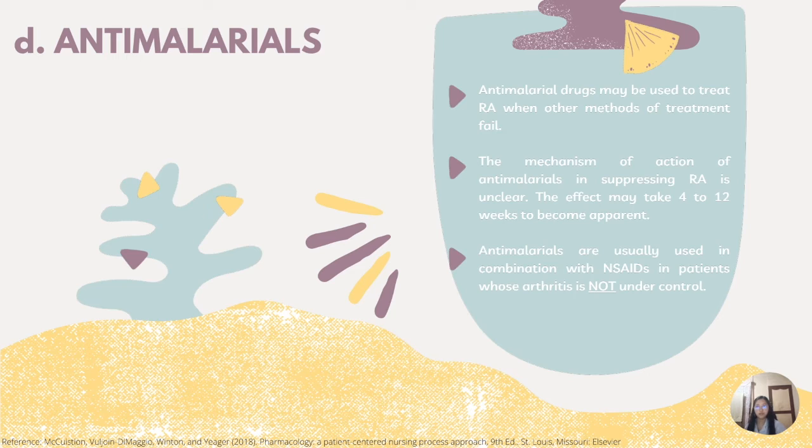The last drug under the disease-modifying anti-rheumatic drugs is the anti-malarials. Anti-malarial drugs may be used to treat rheumatoid arthritis when other methods of treatment fail. The mechanism of action of these drugs in suppressing rheumatoid arthritis is still unclear. The effect may take 4 to 12 weeks to become apparent. Anti-malarials are usually used in combination with NSAIDs in patients whose arthritis is not under control.